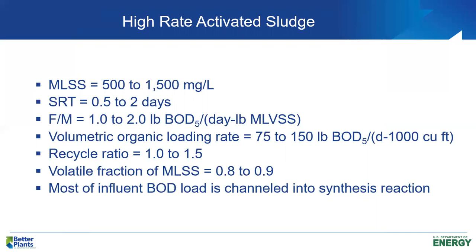And going back to what I explained in previous presentations, the incoming BOD load, when it enters the activated sludge process, is channeled in two directions. Some of it is channeled into the synthesis reaction for growing biomass. The other is channeled into the energy reaction, converting the organic matter to CO2 and water and other gaseous end products. And that's what consumes oxygen. So in this particular process, high rate activated sludge, most of the incoming BOD load gets channeled into the synthesis or growth reaction. We're going to produce a lot of waste activated sludge.